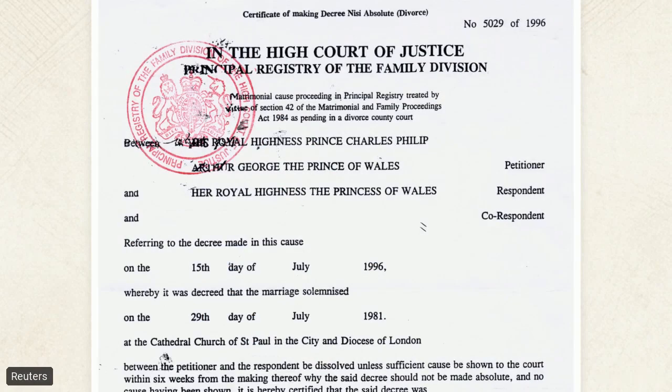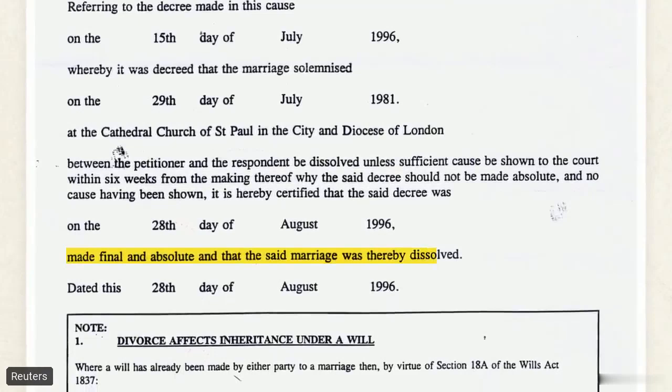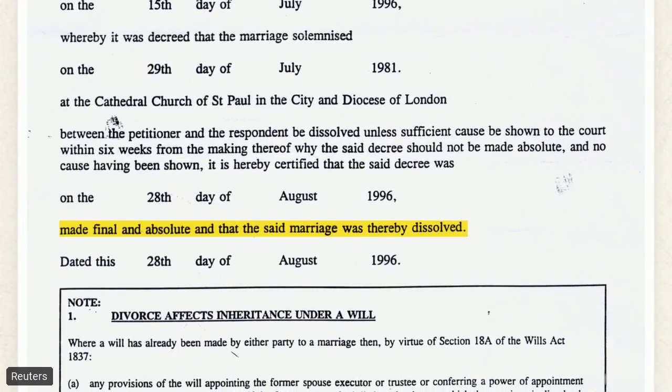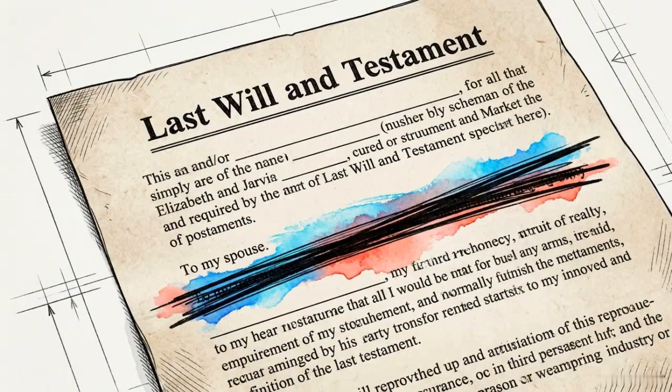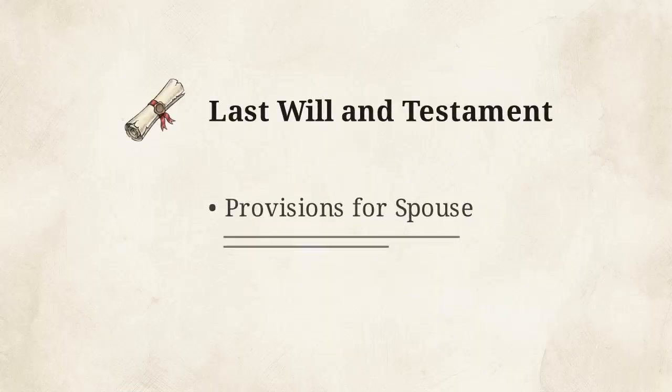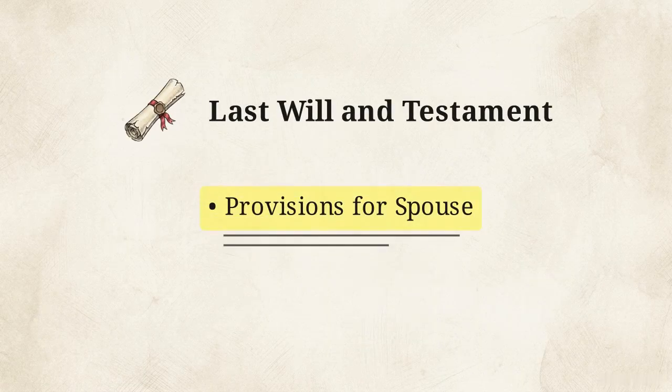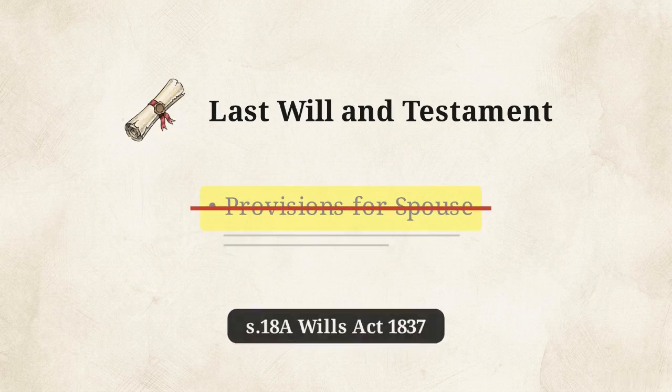You can see in this decree nisi absolute how a standard divorce creates a mechanical dissolution of a once functioning marriage. Nullity is an entirely different legal metamorphosis. The annulment instantly impacts inheritance. Neither spouse will inherit under intestacy rules, and any provisions in a pre-existing will concerning the former spouse automatically lapse under the Wills Act 1837.